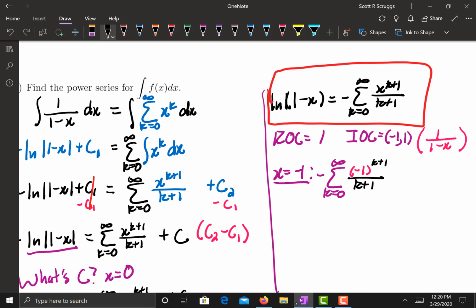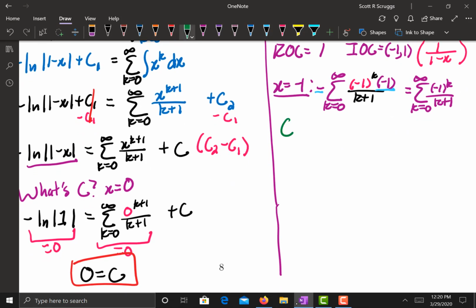Now, because I have that extra k plus 1 power, I could separate that plus 1 power into just another -1, which means that that negative sign will cancel with that -1, and I'll get the sum from k equals 0 to infinity of -1 to the k power over k plus 1. And I'll go ahead and skip the details and let y'all know this will converge by the alternating series test.